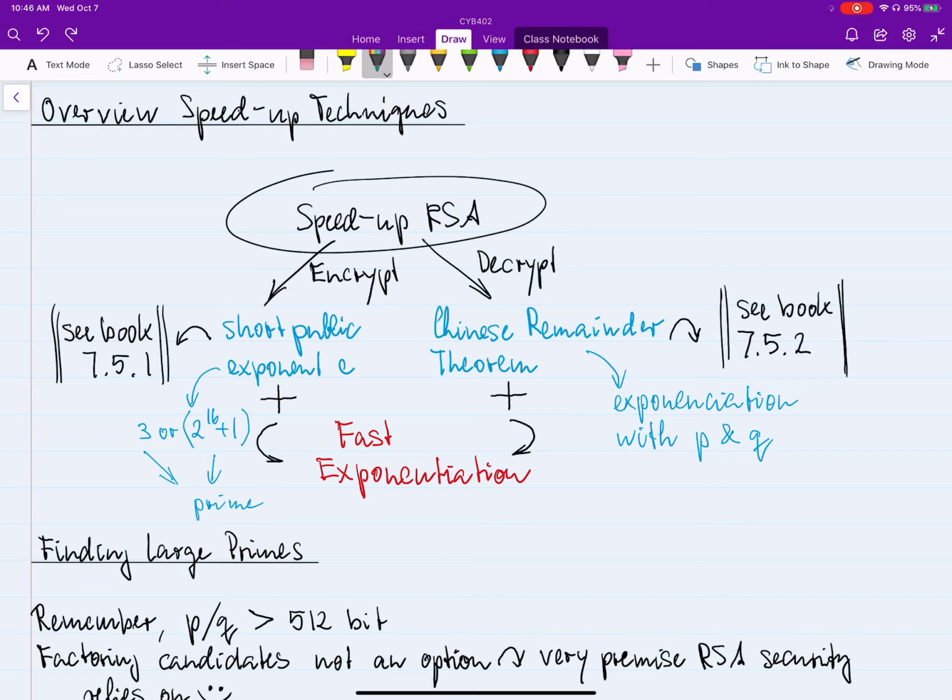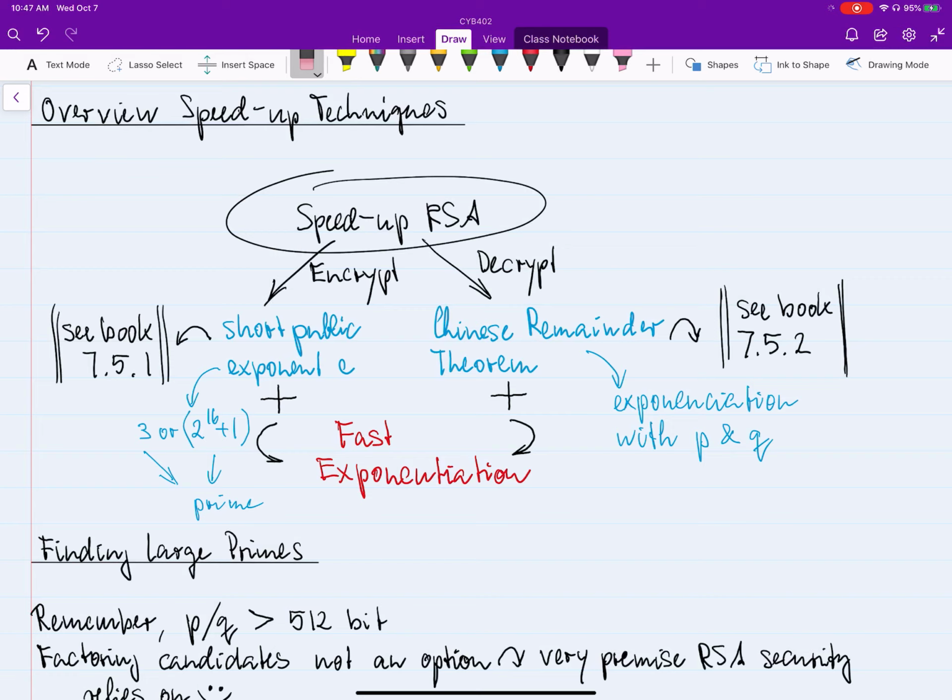Okay, so where we cannot make any compromises is the length of D. So on the decryption side, we really do have a problem. D is going to be large, very, very large.